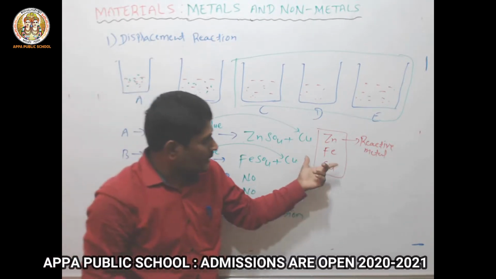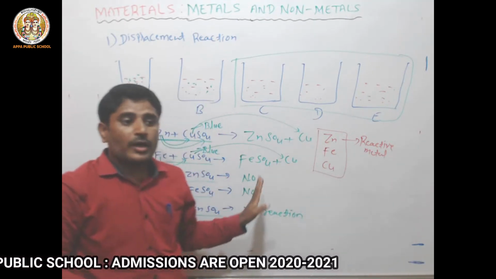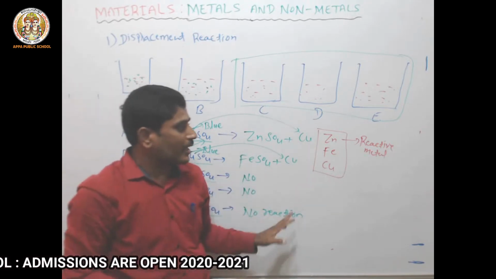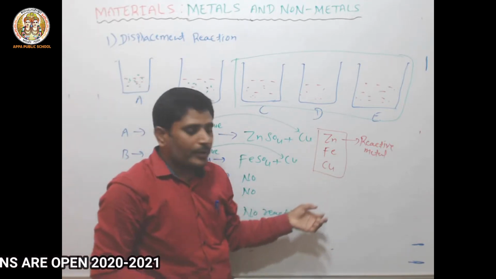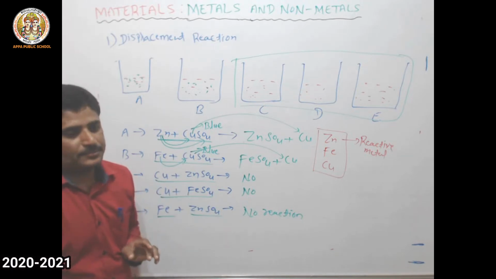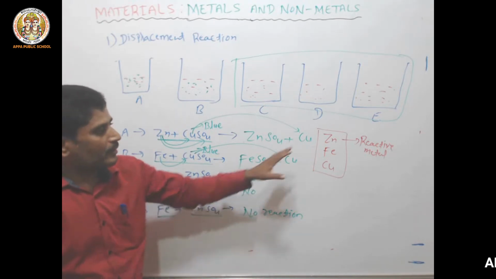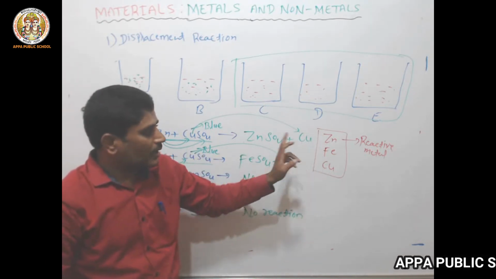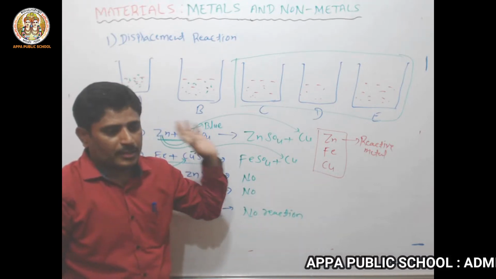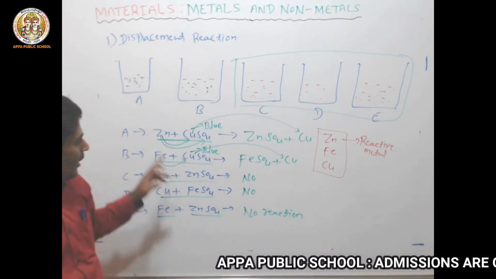Next is iron. It is also reactive, but not as much as zinc. Next, copper is the least reactive. Okay? The whole point is clear. Zinc, iron, copper, isn't it? Yes. My dear friends, listen here.